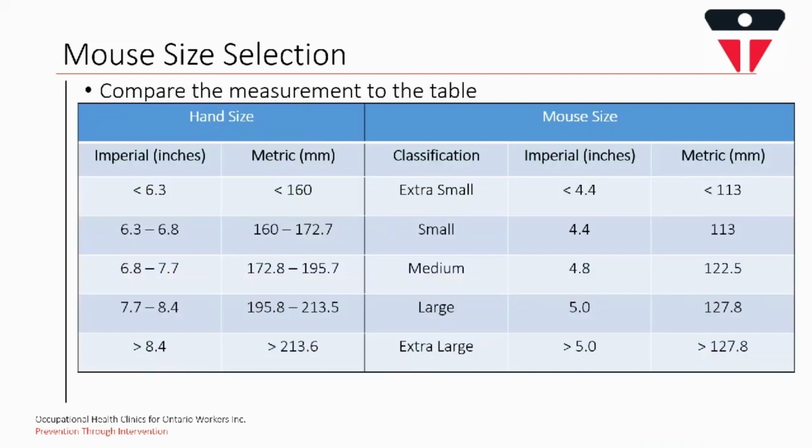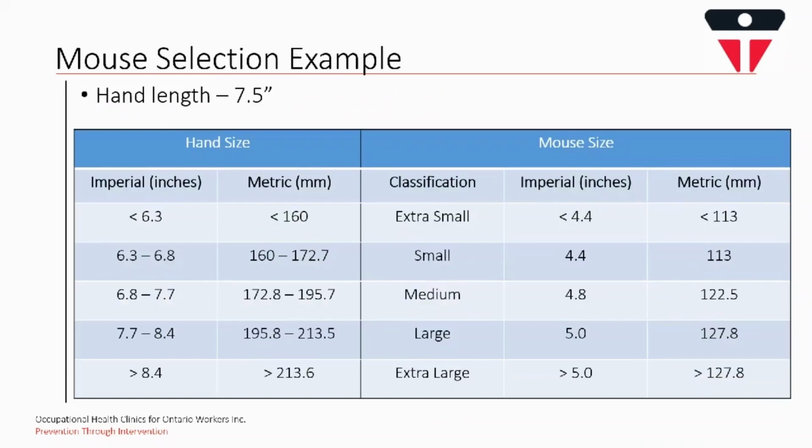So as an example, if someone's hand length was 7.5 inches, this would indicate that they would actually need a medium-sized mouse, which is about 4.8 inches or 122 millimeters in length.